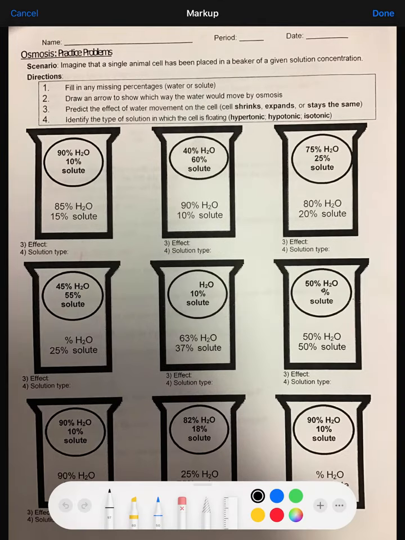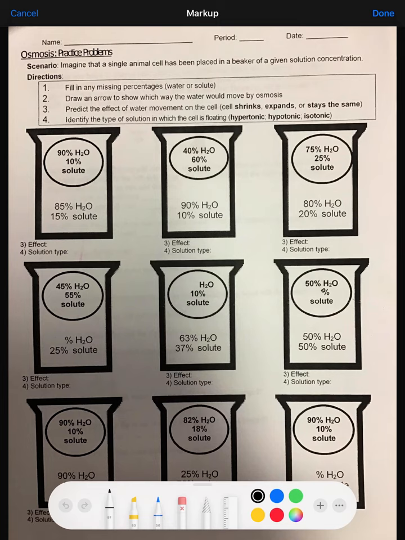Alright, so osmosis is basically how water moves in and out of a cell, okay? So in each one of these beakers, we're imagining that a single animal cell has been placed into that beaker, and every single beaker has a different solution. A solution is water and solute, like salt or sugar.